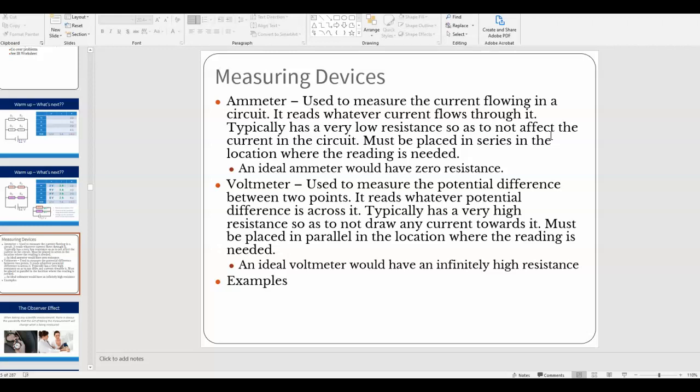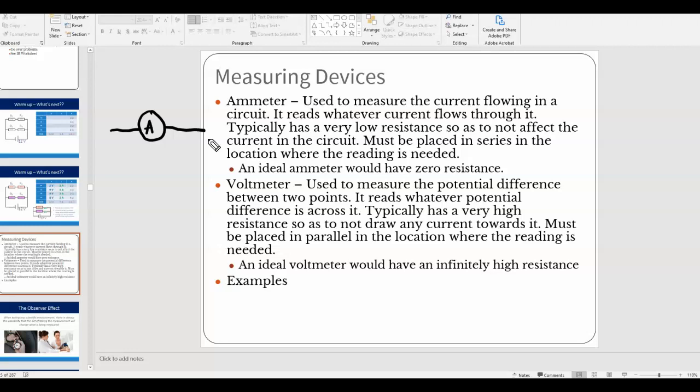Ammeters have to be placed in series in the location where you want to find the current, and an ideal ammeter has zero resistance. The way this looks in a circuit diagram is you draw a circle with a capital A for ammeter. An ideal ammeter would have zero resistance.